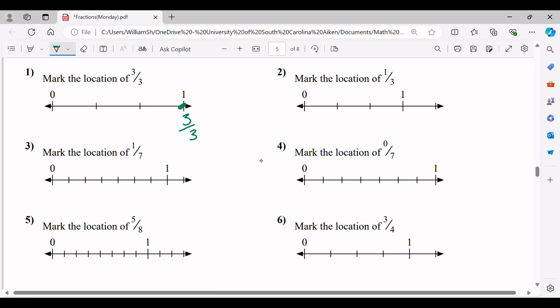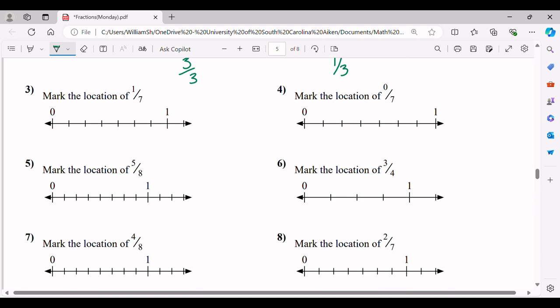Number 2 wants us to mark the location of 1/3. So here I've got it split up. You always need to count and make sure the lines are split correctly because sometimes they won't be. But in this case, I have 1, 2, 3. 3 lines that's broken into thirds. So 1/3 would just be one of those lines over.